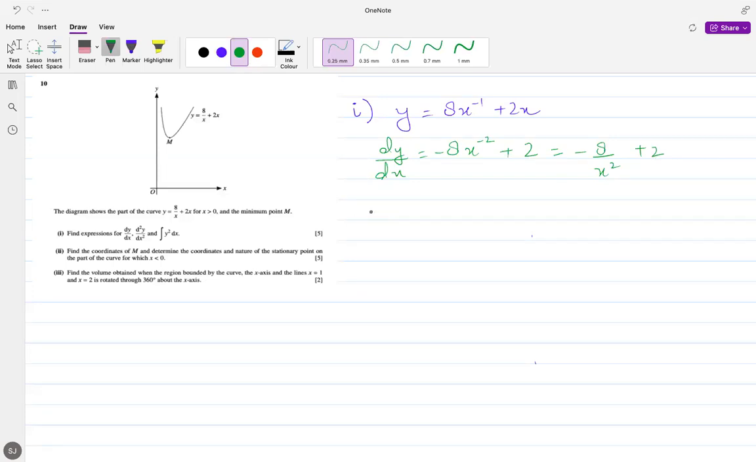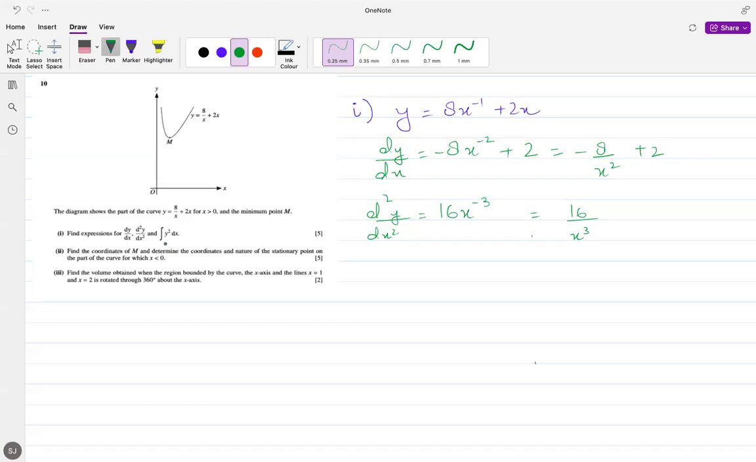Now in the next step, we have to find d squared y upon dx squared, which means we differentiate dy/dx again. So we'll multiply minus 2 by minus 8, that will become a plus 16. We'll decrease the power by 1, which will become minus 3. And differentiating 2, it will become 0 as it is a constant. So we can write it as 16 upon x cubed.